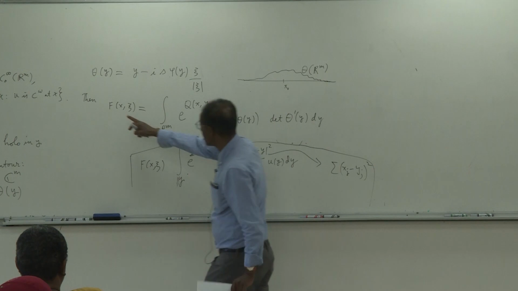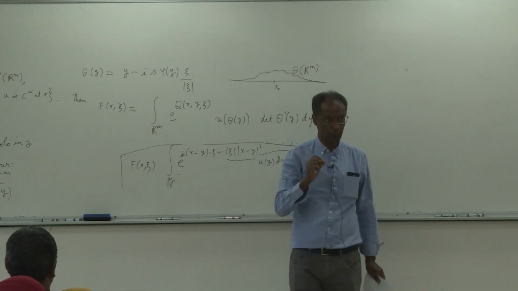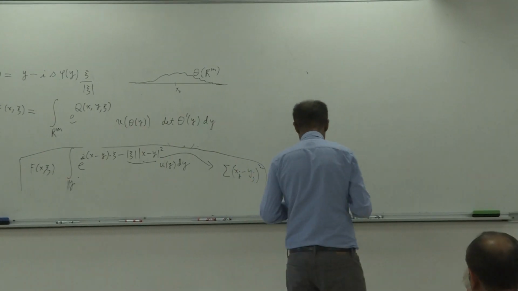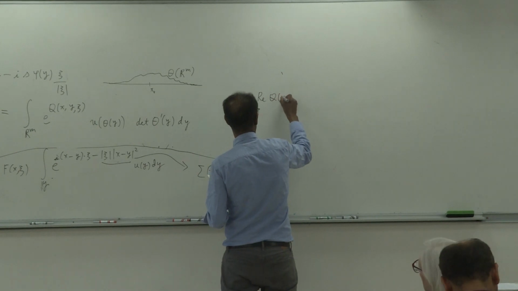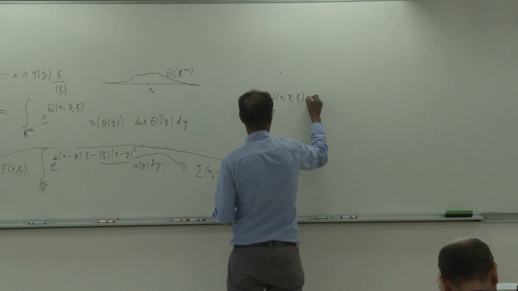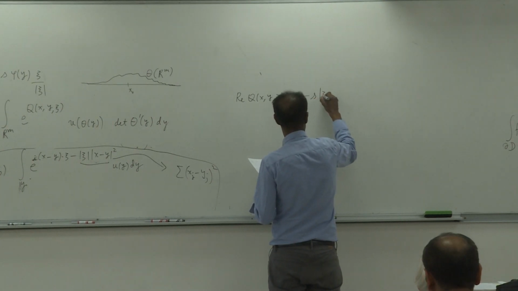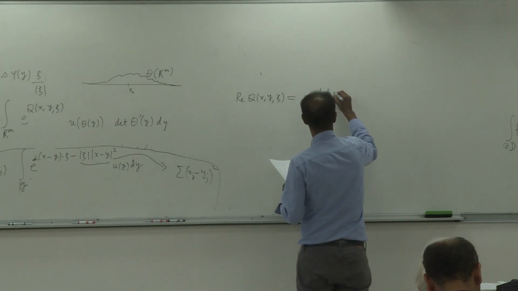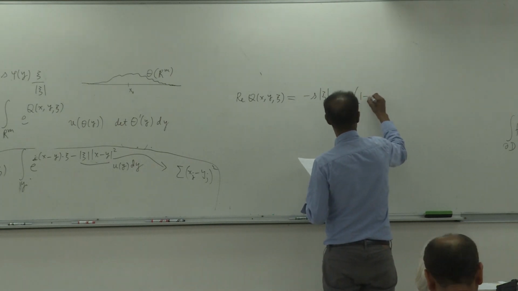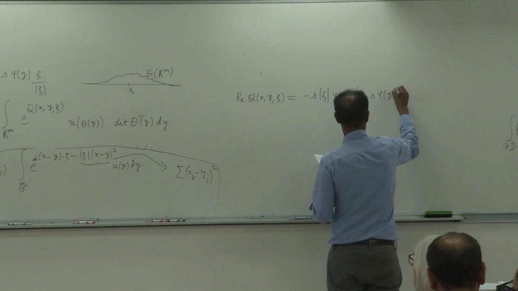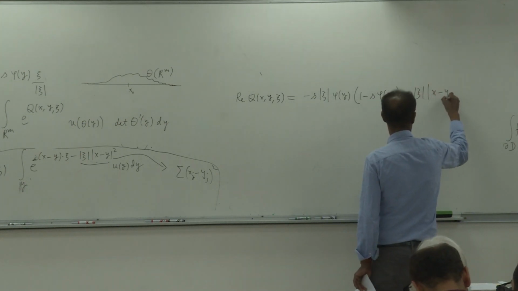So to estimate this, I have to estimate the real part of Q. That's the crux of the matter. If I write it out, the real part of Q explicitly equals the following: minus S norm of C phi of y, 1 minus S phi of y, minus norm of C x minus y squared.